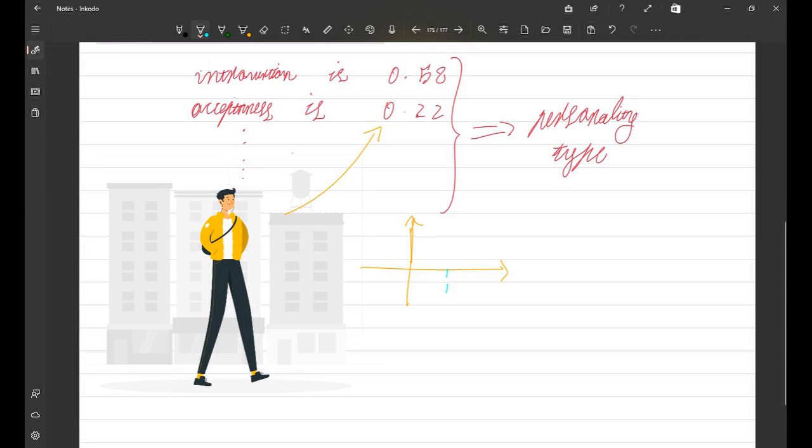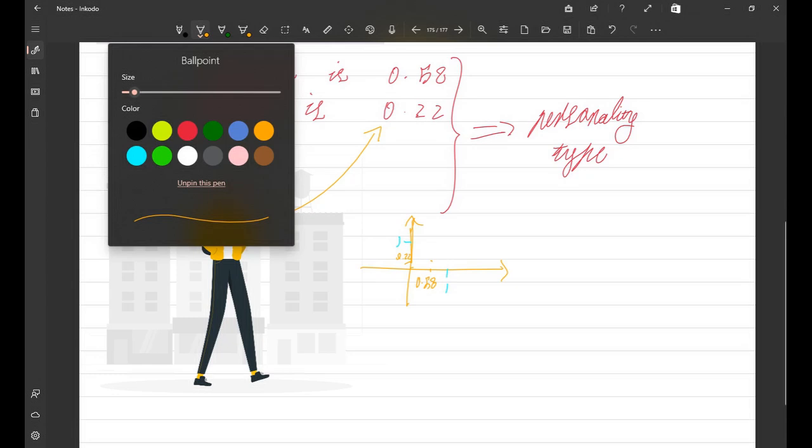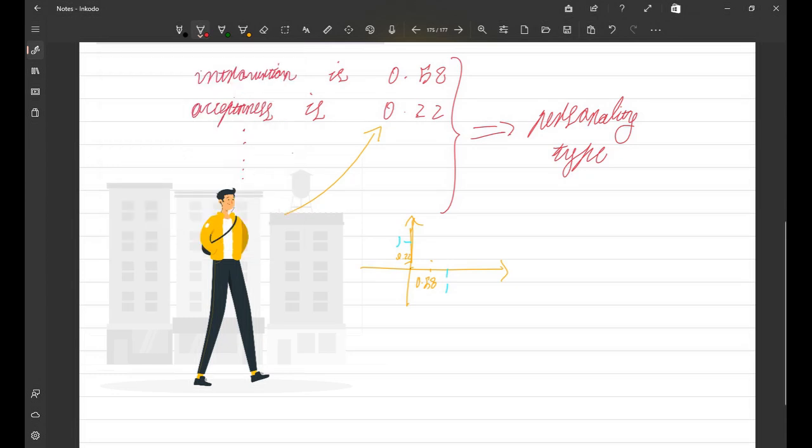1, 1, and 0.58 and 0.22, and actually this is Jack.